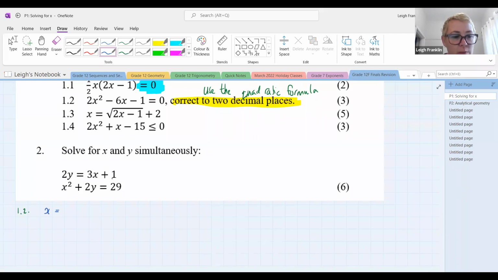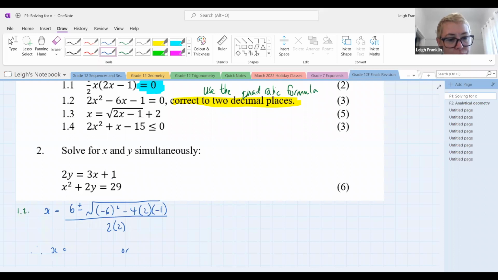So negative b would be equal to 6 in this case. Plus minus b squared would be negative 6 squared minus 4 times a, which would be 2. And in this case, c would be equal to negative 1 all over 2 times a. All right, and now I should have 2 answers for x. What are you guys getting? What are your solutions for x?